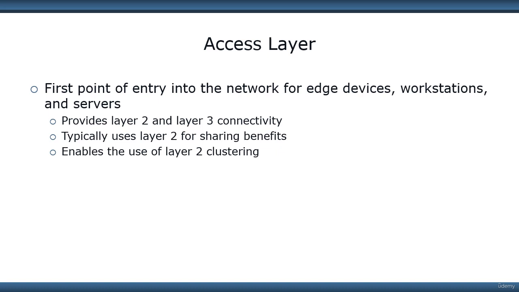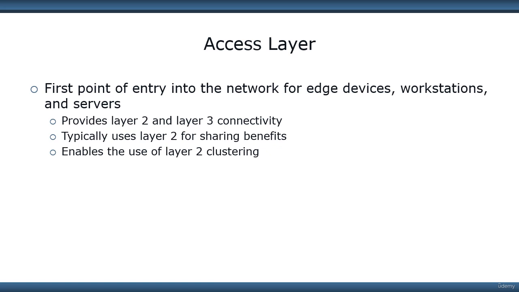So devices found at the access layer are going to include end user devices like laptops, desktops, smartphones. Relatively inexpensive layer 2 switches, although we could potentially have layer 3 connectivity, but typically it's layer 2 switches, and then possibly access points as well.